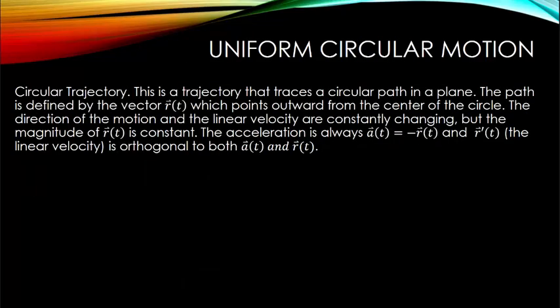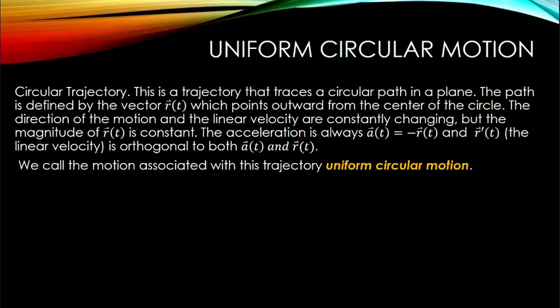changes in direction. If my trajectory forms a uniform circular path in a plane, it will be defined by a position vector r of t that points outward from the center of the circle. The direction of the motion and the linear velocity are constantly changing, but the magnitude of the vector r will be constant. The acceleration is always given by the vector a of t equal to the negative of the vector r of t, and the first derivative of the position vector, r prime of t, which is the linear velocity of the object, is orthogonal to both the acceleration vector and the position vector.